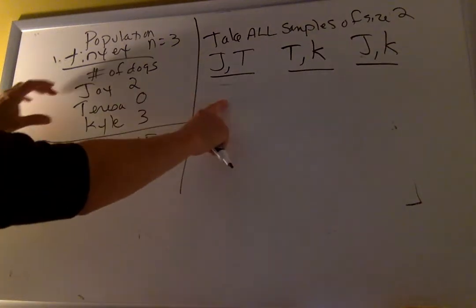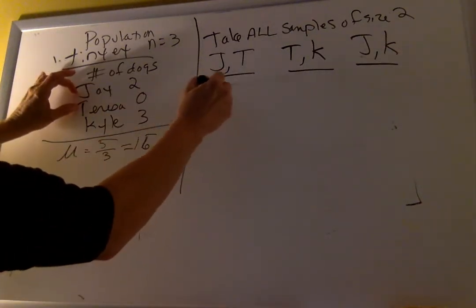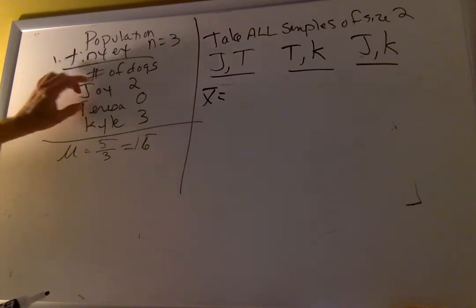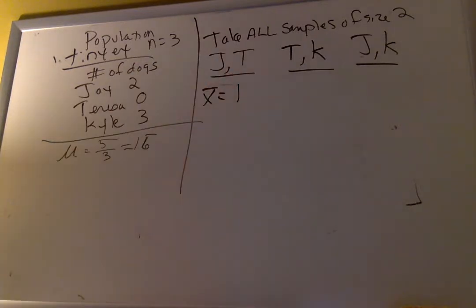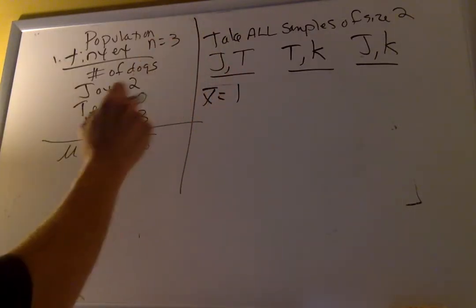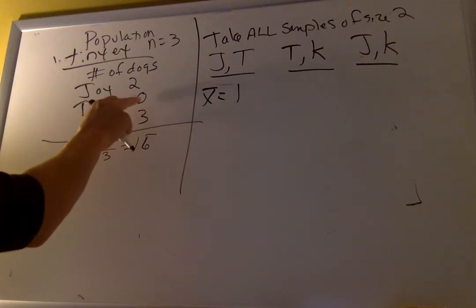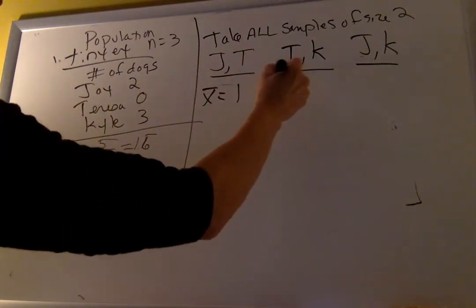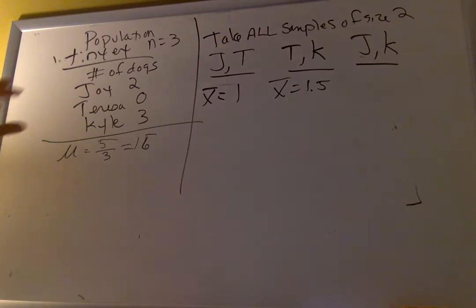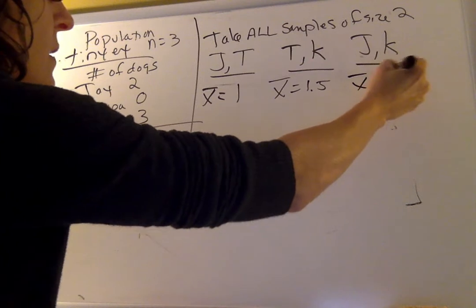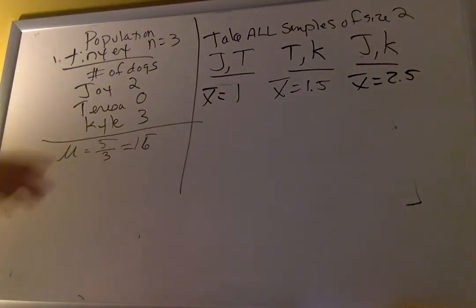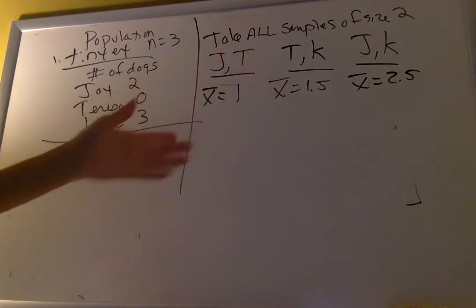All right, Jay and Teresa, their average, their sample mean, 2 plus 0 divided by 2. 2 divided by 2 is 1. Teresa and Kyle, 3 plus 0 divided by 2. Their sample mean is 1.5. Jay and Kyle, 2 plus 3 divided by 2. Their sample mean is 2.5. So this is just what we were trying to say, that the x bars vary, right, from sample to sample. And that's kind of a big difference.